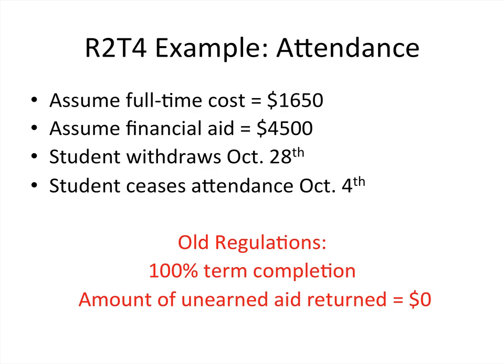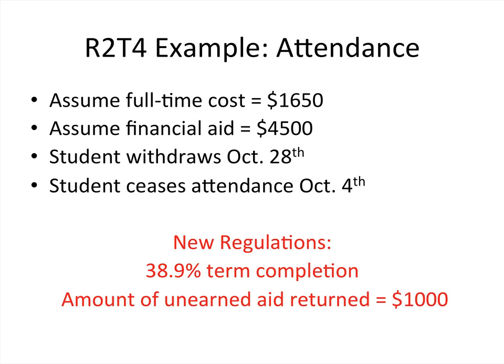Well, this is the way it was up until last term, summer 2011. With the new regulations, however, things changed a little bit. We're no longer interested in the actual date of withdrawal. We're looking at the last date that the student was academically engaged with a course. If the student ceases attendance on the 4th, but waits till the 28th, the new regulations say that he did not earn 100% term completion. We actually go by October 4th, and that's only 38.9% of the term. So what we do then is take that percentage and multiply it by the full-time cost and the full-time aid.